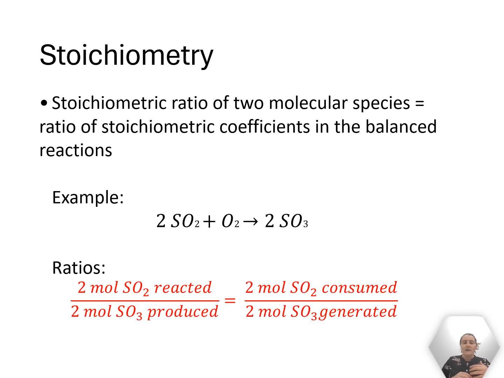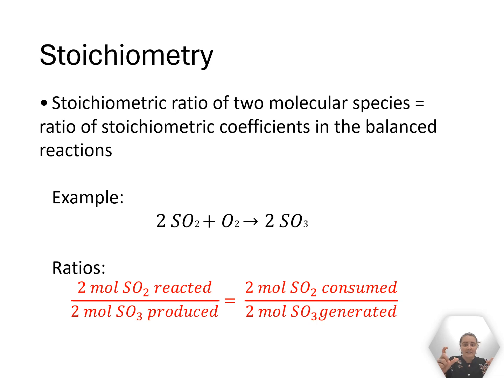So for example, if we go back to that same equation where we have sulfur dioxide and we add oxygen and we get sulfur trioxide, 2 moles of SO2 reacted per every 2 moles of SO3 produced is a stoichiometric ratio, the one that's on the left. We can also write that 2 moles of SO2 is consumed for every 2 moles of SO3 that is generated. So the numbers are coming from the balanced equation.